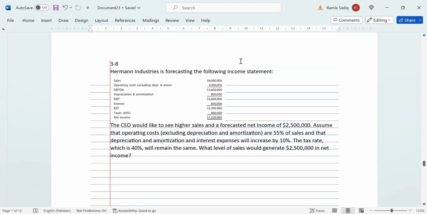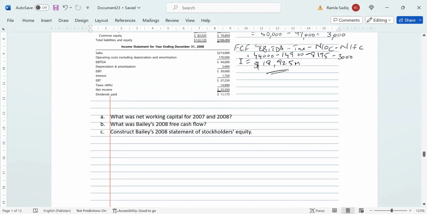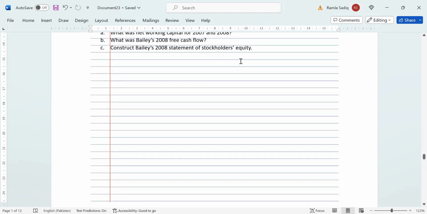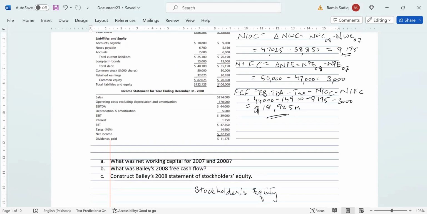So two parts of this question are done. The third part says construct Bailey's 2008 statement of stockholders' equity. We're going to do that down here because we need a little more space. The statement of stockholders' equity is going to show us changes in common stock, retained earnings, and any additional adjustments that are affecting equity. We already know that we have our equity here for 2007 and 2008.